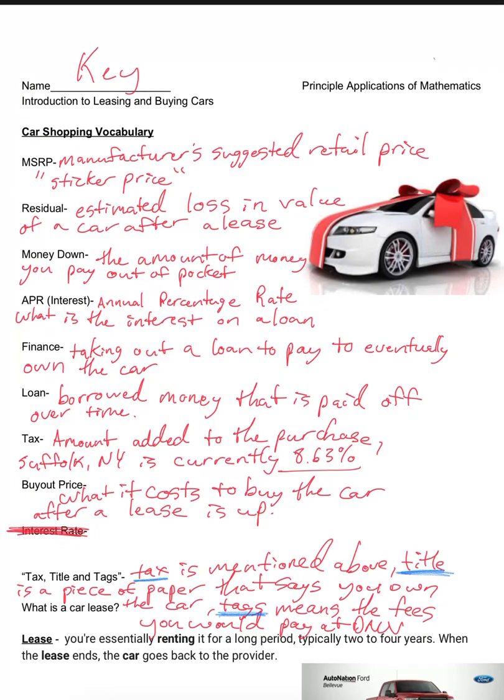Money down. Money down is the amount of money you pay out of pocket. So let's say you get a car for $20,000. Let's say you put $5,000 down, and then the $15,000 rest you have to pay for with a loan. So $5,000 would be your money down.